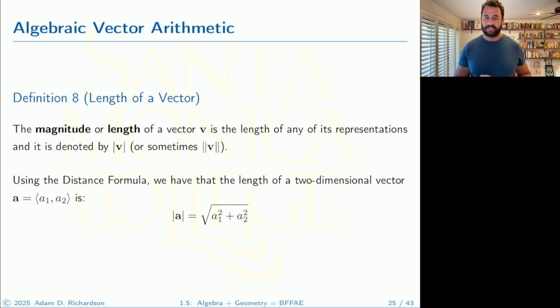That's okay. It's just the same thing. So how do we compute the actual length of these vectors? We use the distance formula, kind of by the same argument as before.